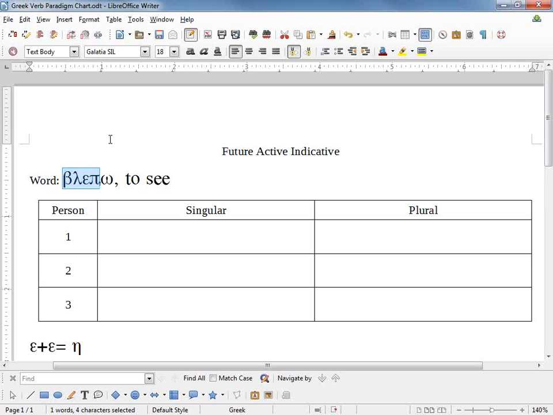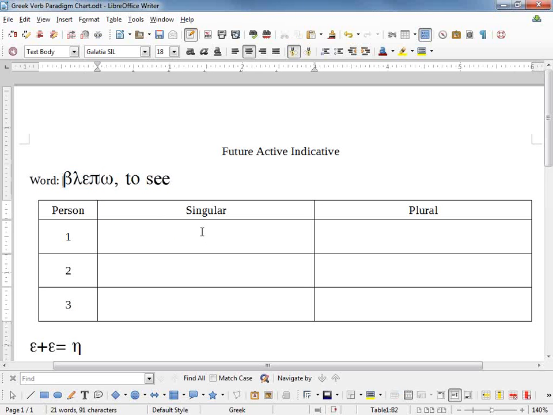Okay? Now, what is your question, Patricia? The stem is what again? The stem is beta, lambda, epsilon, pi. That is the stem. That's correct. I'm sorry, I didn't hear that. Go ahead.